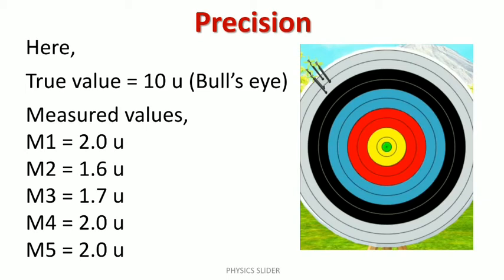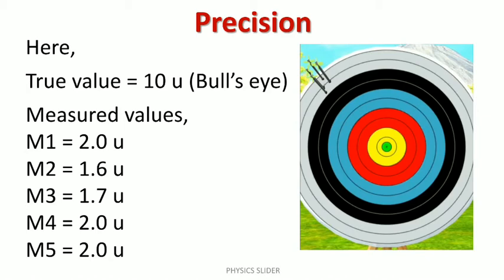And one more thing you need to notice, there is a very big gap between the true value and the measured values. So in case of precision, it does not care about the closeness to the true value. It only cares about the repetition of the values, and here we can clearly see the repetition of the values that is nearby 2 units. So we will say that this data is precise and these values are precise.